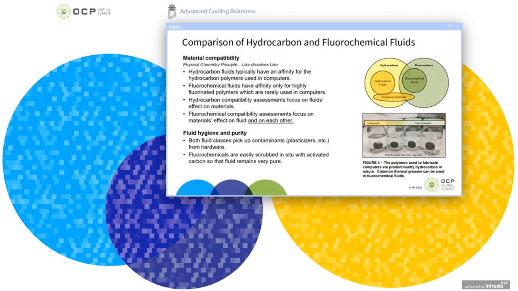If these fluids are going to pick up contaminants in the system, and they all do, how do we remove these contaminants? It's challenging to do with hydrocarbon fluids because they are chemically very similar to the materials we're trying to remove. Fluorochemicals, on the other hand, can be scrubbed in situ to a very high purity with activated carbon. And as an end result of that, used fluid is often as clean as the day it was put in.